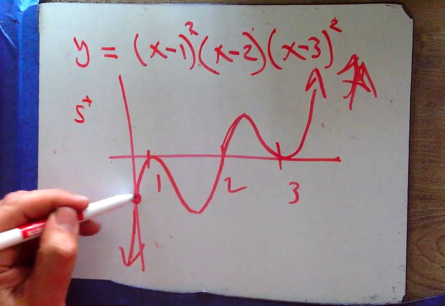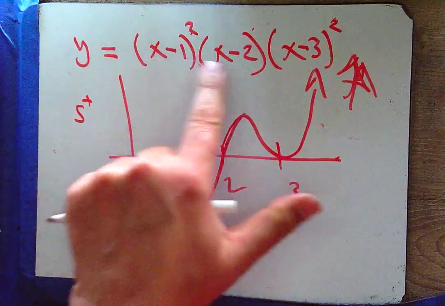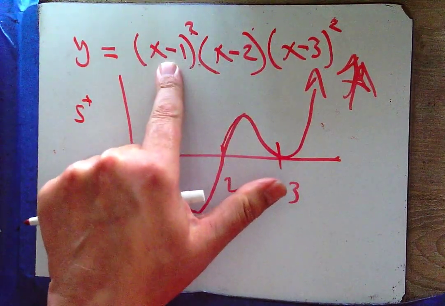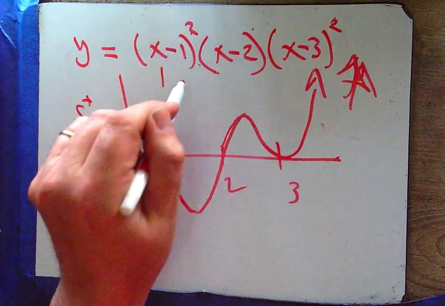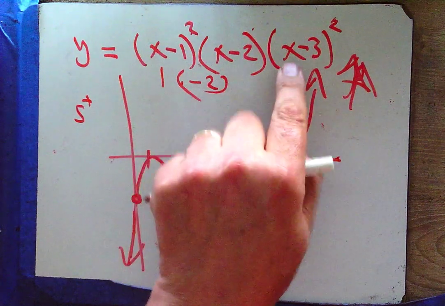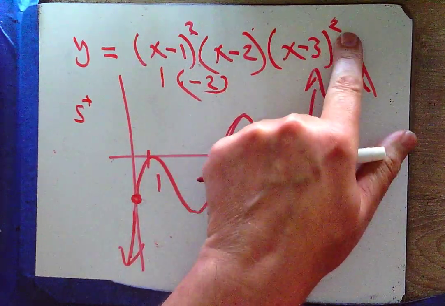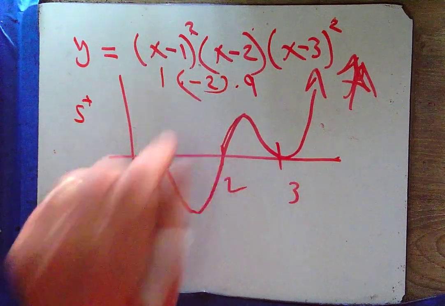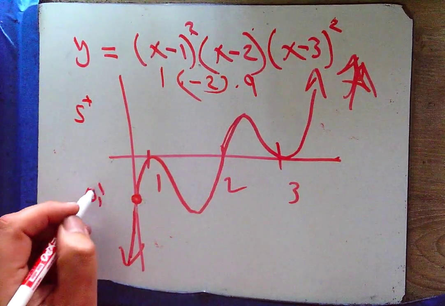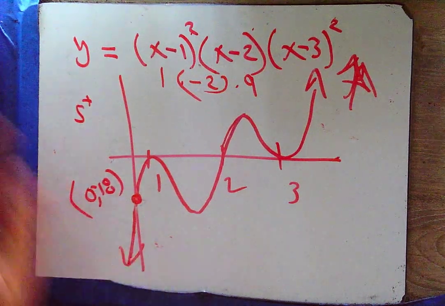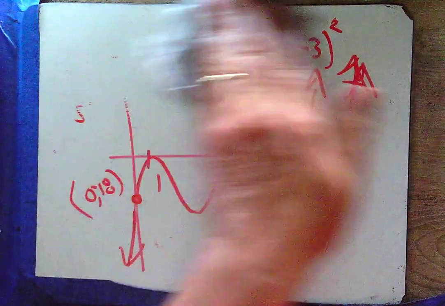And of course, my y-intercept I can get by plugging 0 in for the x's. So 0 minus 1 is negative 1. Negative 1 squared is 1. 0 minus 2 is negative 2. And 0 minus 3 is negative 3, but negative 3 squared is 9. 9 times negative 2 times 1 makes this point here negative 18. Ta-da! We're all done. Well, except this.